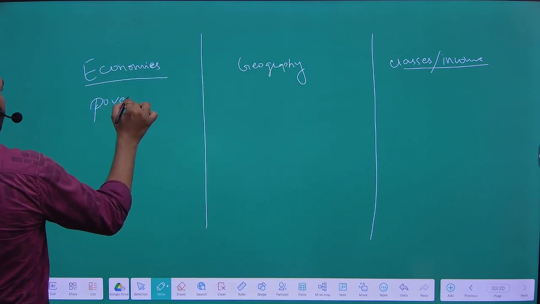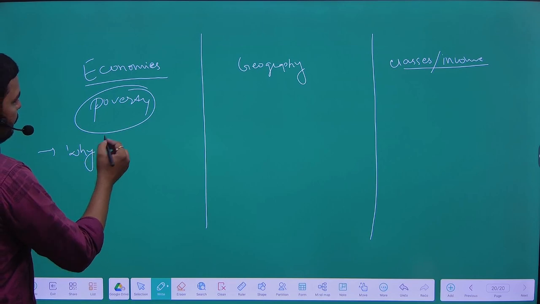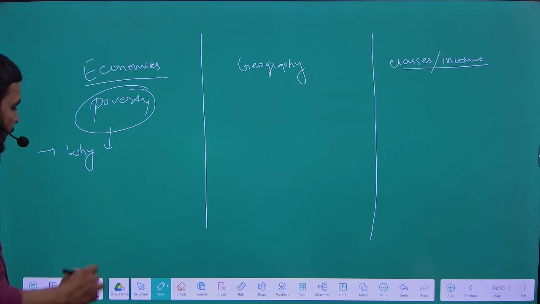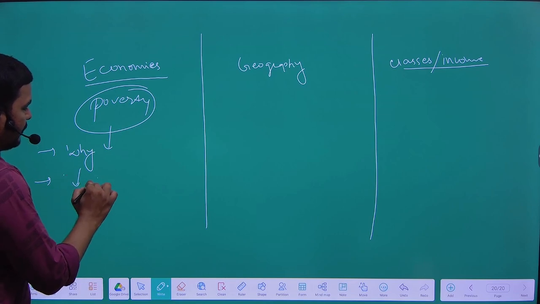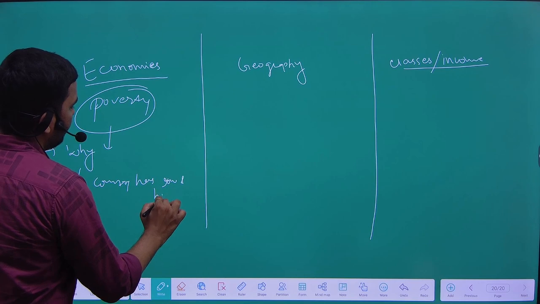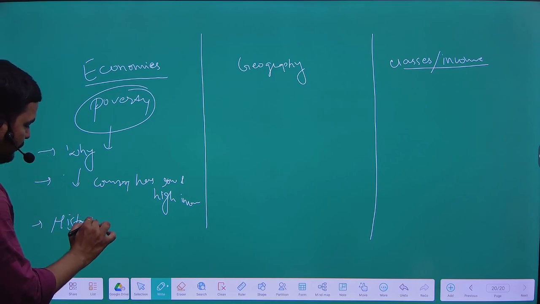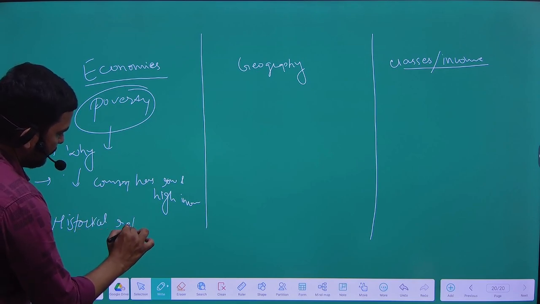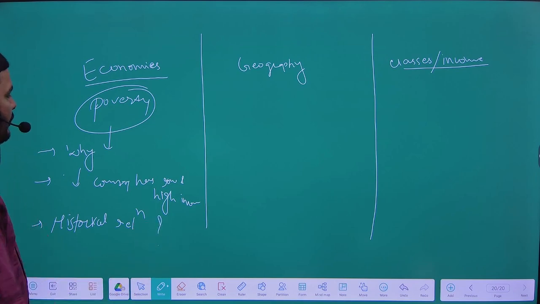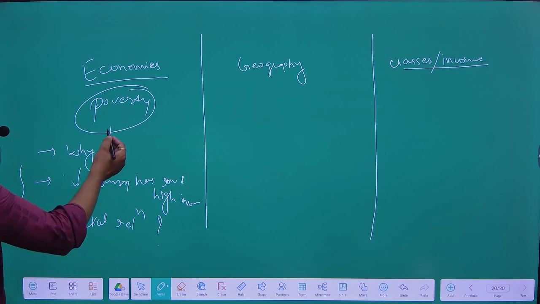like poverty. So in poverty, if you take economics poverty, why is there poverty at all? Second, why does a country have low and high income? Is there a historical relationship or other thing that you can think of in terms of inequality or poverty, right? So this was about poverty.